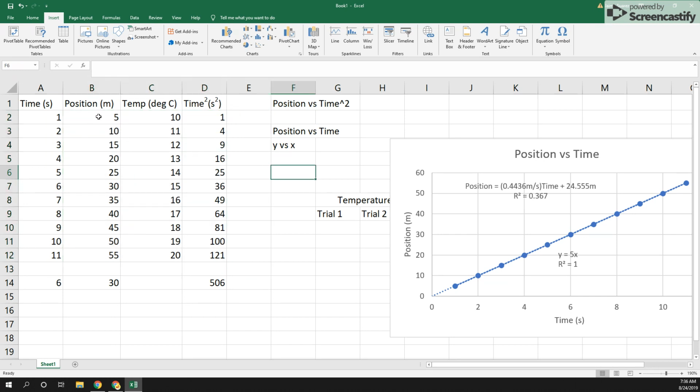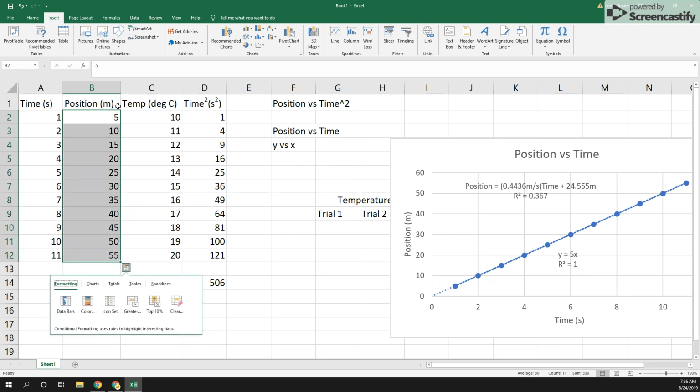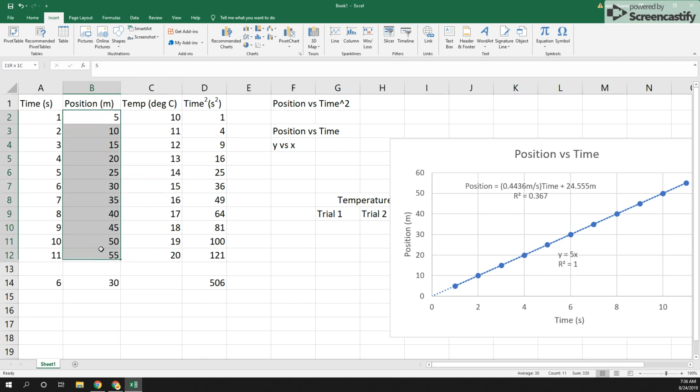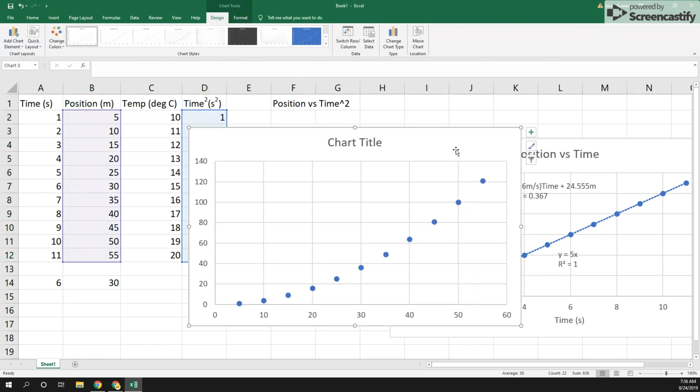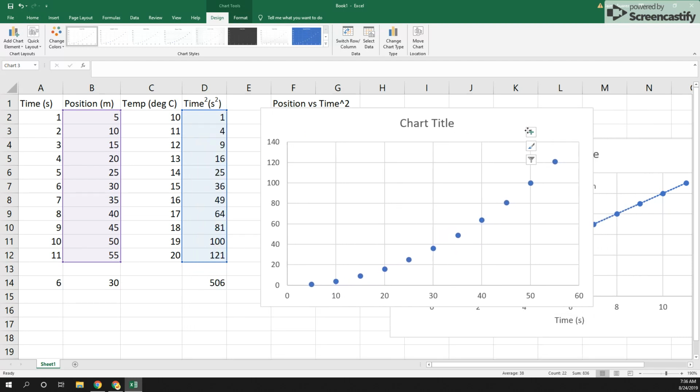So what I'm going to do is highlight this, hold down Control. Please understand, I highlighted this and now I'm not clicking anything. Now I'm going to hold down Control and highlight the next set of data. Now that I've done that, I can come over here to Insert, click on Insert, Scatter Plot, and always the one with just the dots.